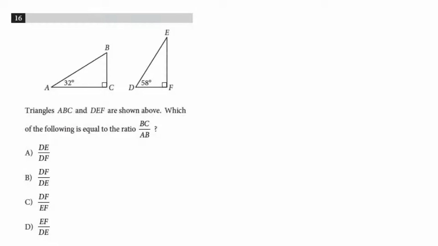Number 16. Triangles ABC and DEF are shown above. Which of the following is equal to the ratio BC to AB? Okay. Right off the bat, I'm not sure exactly how we're going to solve this, but the first thing that I do notice is that 58 plus 32, that equals 90. So that means that D and A are complementary. Well, there's a special relationship between the sine and cosine of complementary angles.